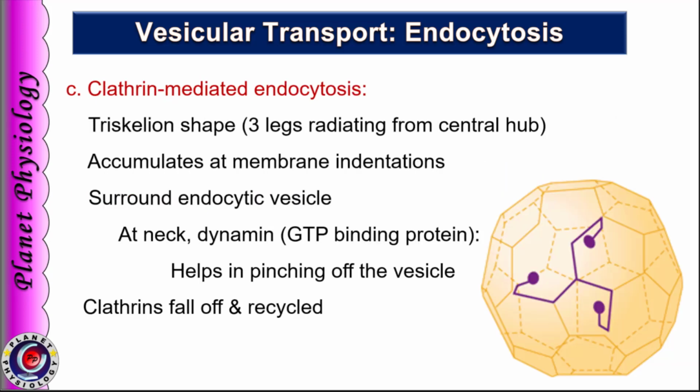Next is clathrin-mediated endocytosis. Clathrin is a protein with triskelion shape, that is, it has 3 legs radiating from central hub. Clathrin accumulates at membrane indentations. As the process of endocytosis begins, they form geometric array that surrounds the endocytic vesicle. As the vesicle is formed, a GTP binding protein called dynamin pinches off this vesicle from the cell membrane. Once the complete vesicle is formed, clathrin falls off and is recycled to form another vesicle.